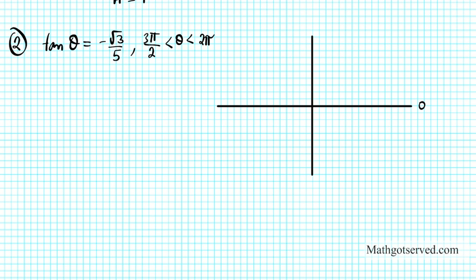Alright, so we know that this is 0 degrees. Half of a full circle is pi radians. A full circle is 360 degrees, which is the same thing as 2 pi radians. A quarter of a full circle is pi over 2. This is 180 degrees. This is 90 degrees. If I add pi over 2 to pi, that will give me 3/4 of the full circle, which is 3 pi over 2. So theta is going to be somewhere between 3 pi over 2 and 2 pi.